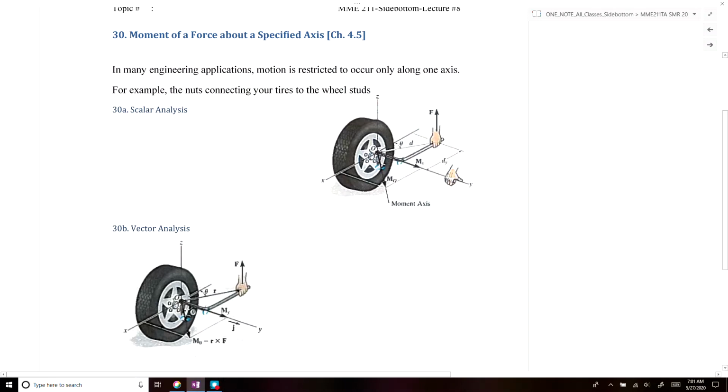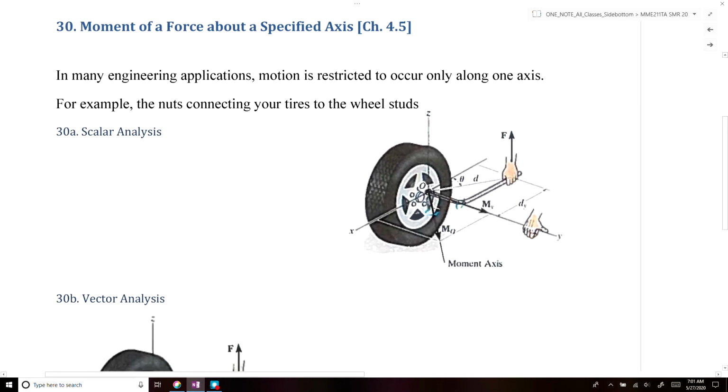In this video, we're going to talk about an application of moments. Specifically, if you want to determine the moment created by a force about a specific axis. In a lot of engineering applications, motion is designed to be restricted to occur along only a single axis. For example, the nuts on your tires are only allowed to rotate about the wheel studs, not about any other axis.